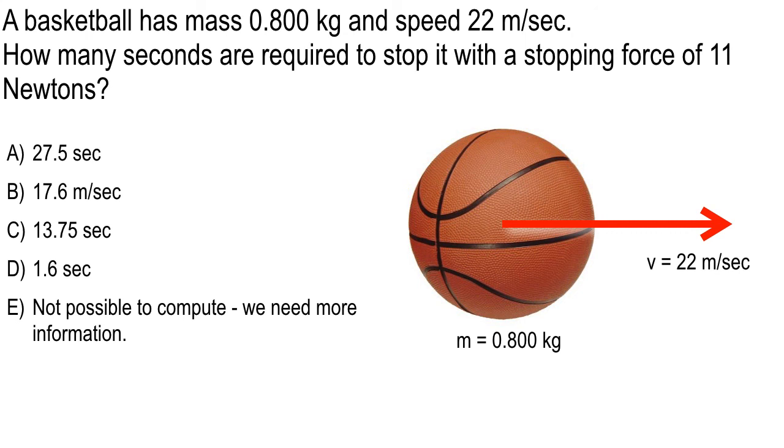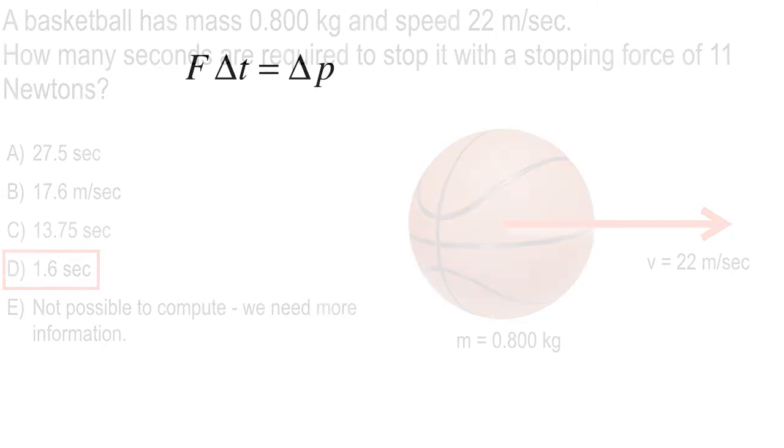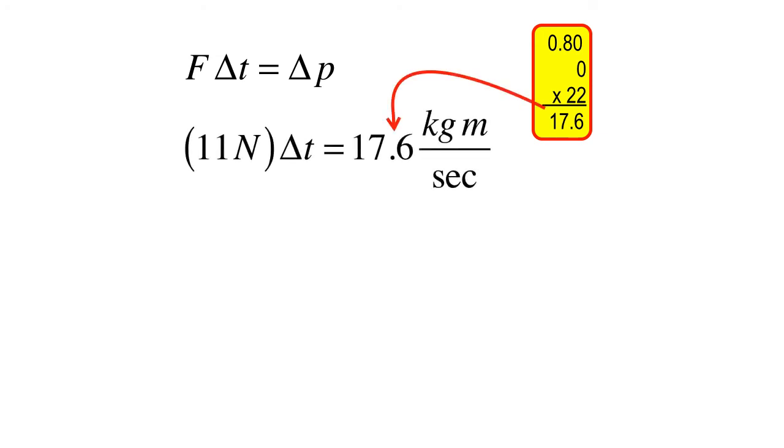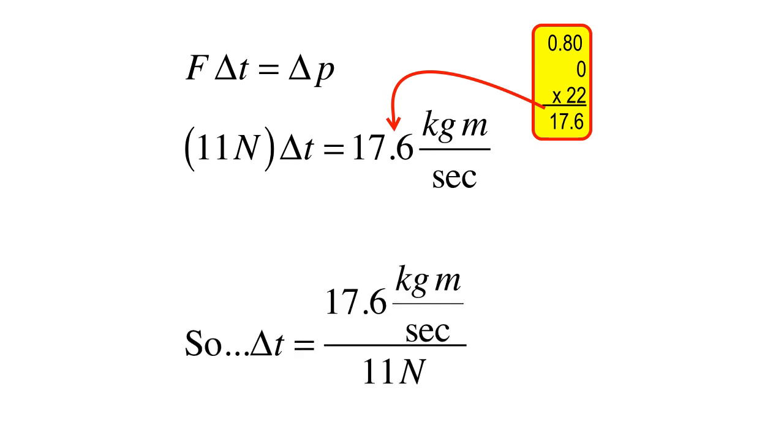Geniuses, you're looking good. Here's the answer: 1.6. Let's just work it out. Delta P involves 0.80 times 22, that's 17.6. So that's the right-hand side. The force is 11 newtons on the left. Delta T is just the quotient: 17.6 kilogram meters per second divided by 11 newtons, and that works out to 1.6.